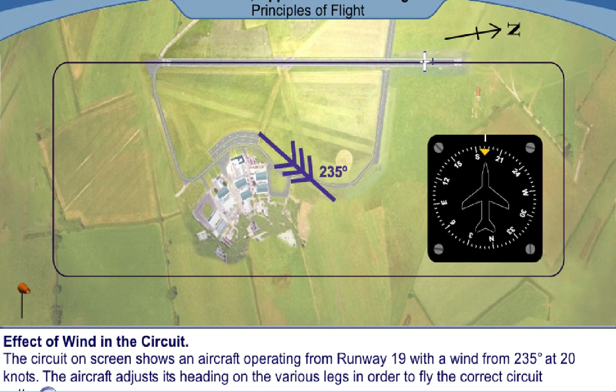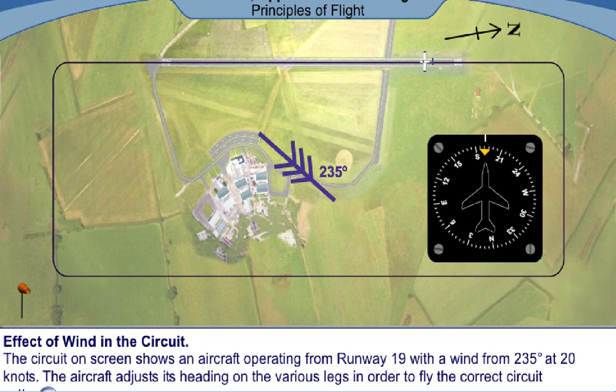Notice how the aircraft adjusts its heading on the various legs in order to adopt a wind correction angle which will enable it to fly the correct circuit pattern. Take note, too, of how the position of the heading bug helps the pilot visualize the position of the runway relative to his heading. Remember that you're seeing the DI exactly as the pilot sees it in the cockpit.